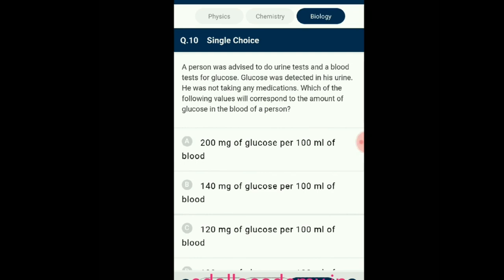The renal threshold of glucose is 160 to 180 milligram per 100 ml blood. If the blood values of glucose are below this level, the kidney will absorb all the glucose from the filtrate. If it rises beyond this value, glucose appears in urine. So the answer for this question is option A. 200 mg of glucose per 100 ml of blood.